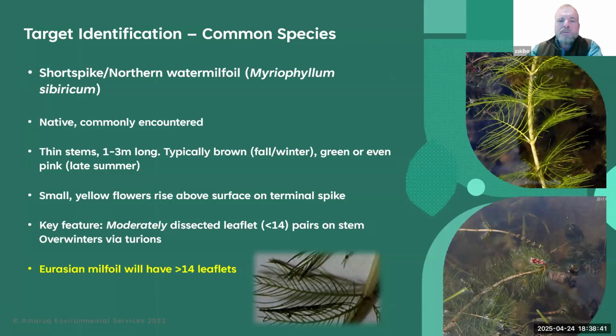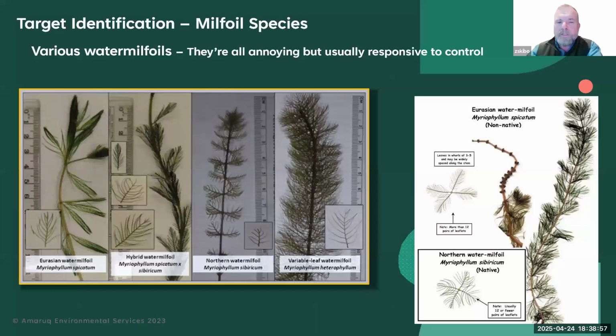Key feature to identify this one is that the leaflets are moderately dissected. And so if you count those little leaflet pairs, you'll have less than 14 on there. Whereas Eurasian milfoil, the invasive, has more than 14, usually I think 27. Now, this species can hybridize, and it can hybridize with the invasive. So at this point, while leaf keying out can be an effective means of identification, because of the prevalence of hybrids, you almost have to send this one off for genetic analysis if you really want to know the best rates to manage this one.